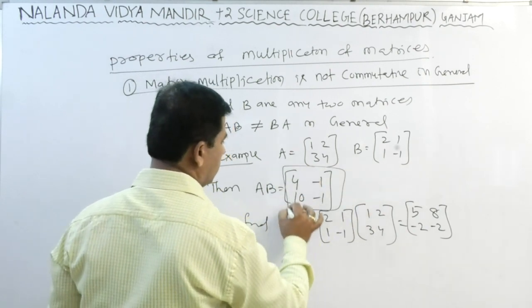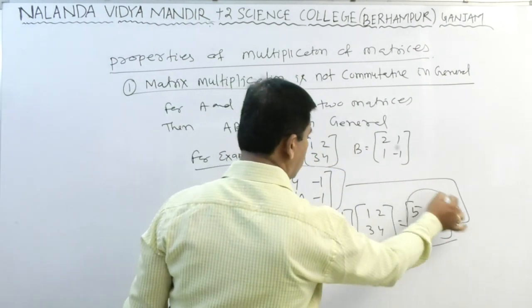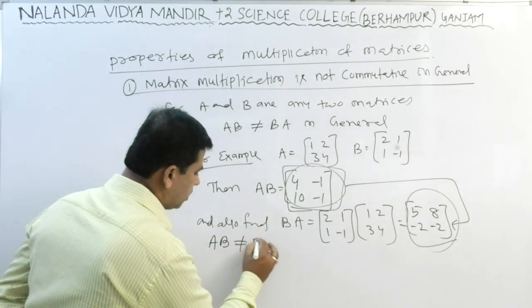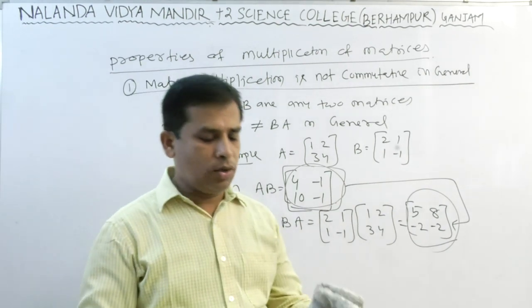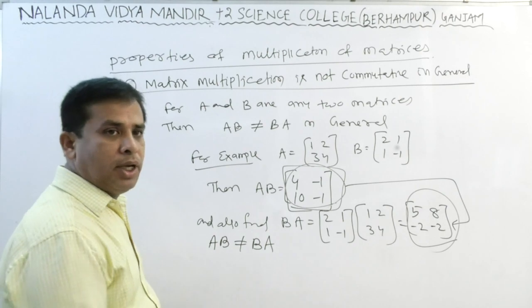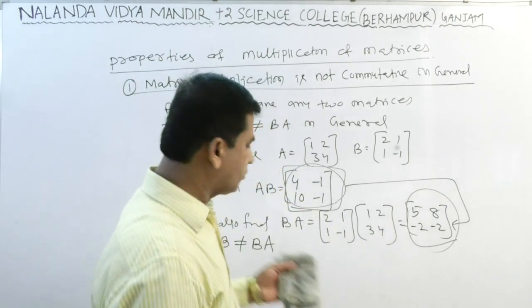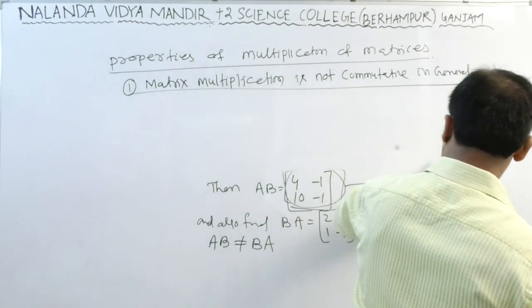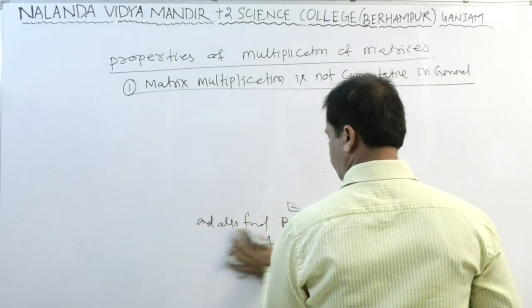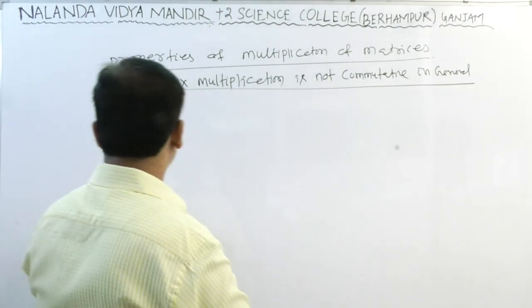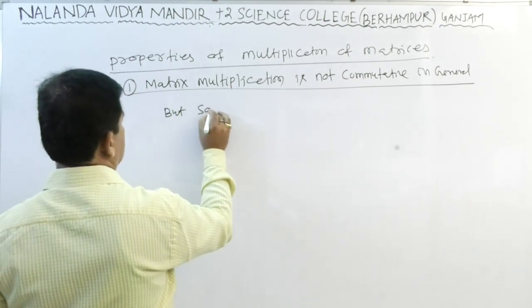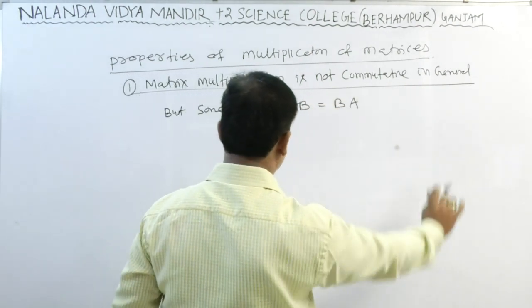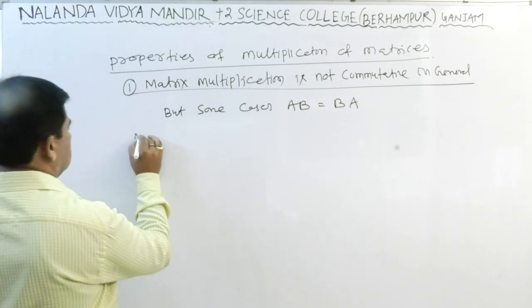This is our AB, and this is our BA. If we compare these two matrices, we find that AB is not equal to BA. But in some cases AB is equal to BA.